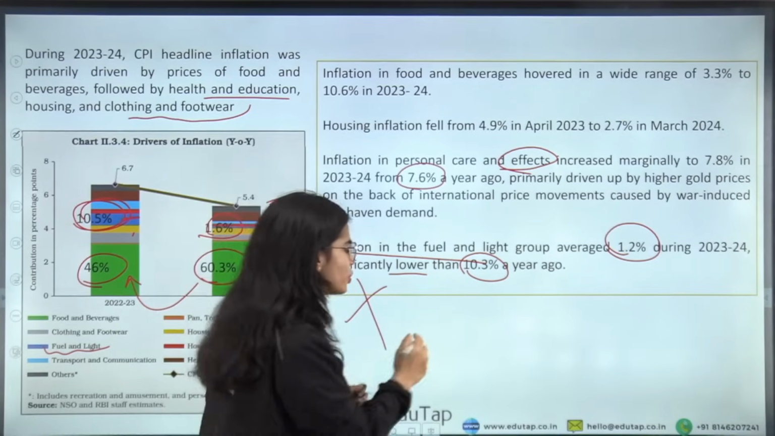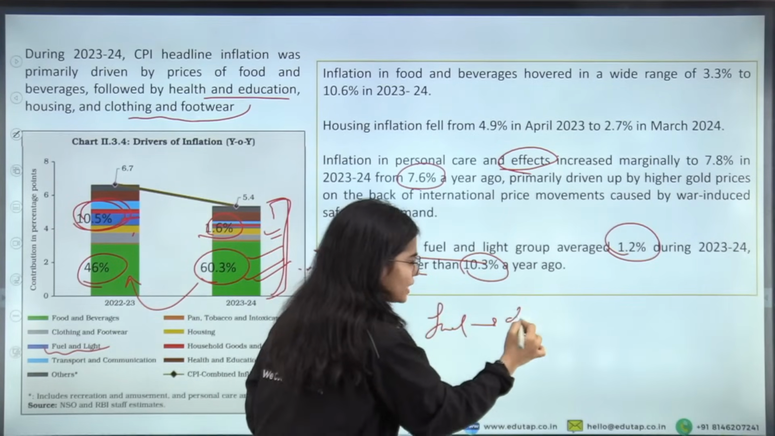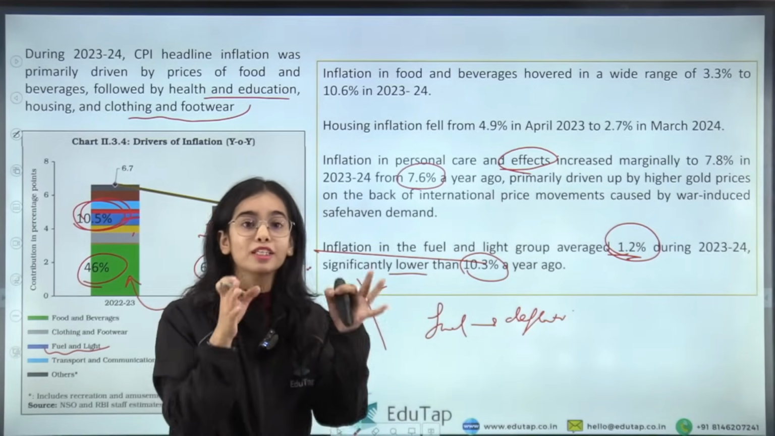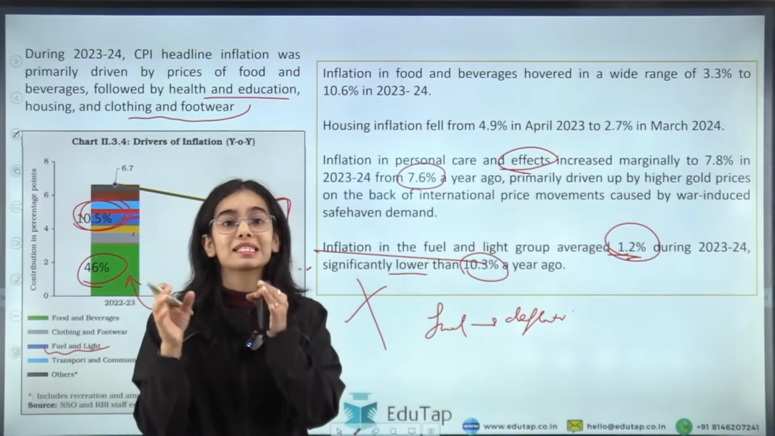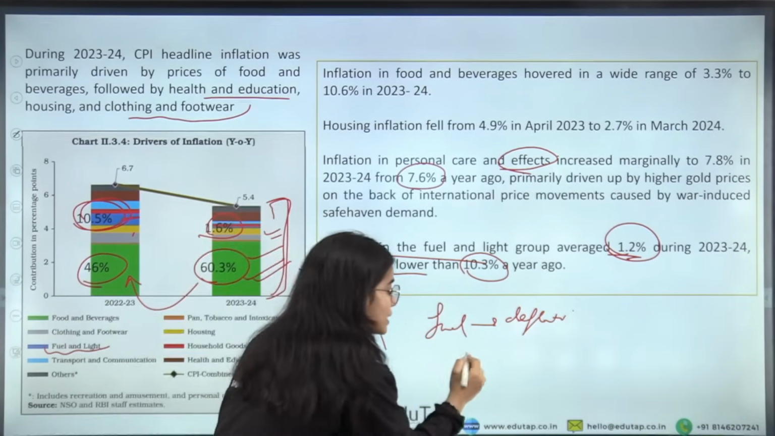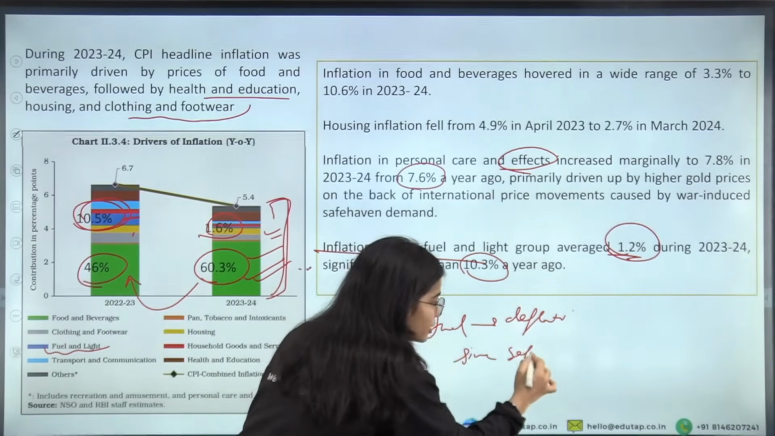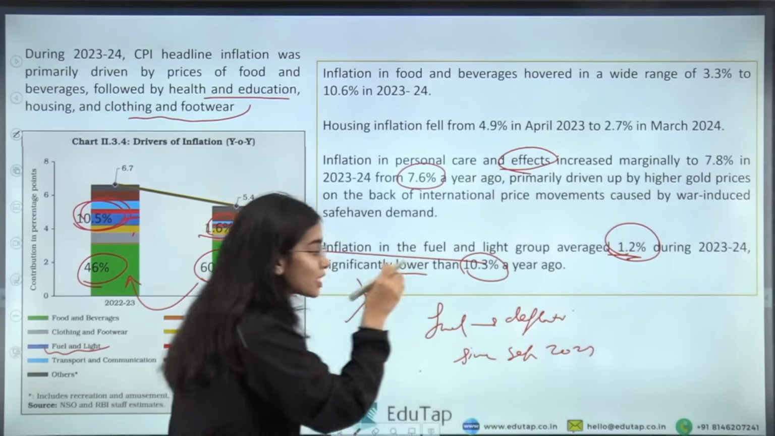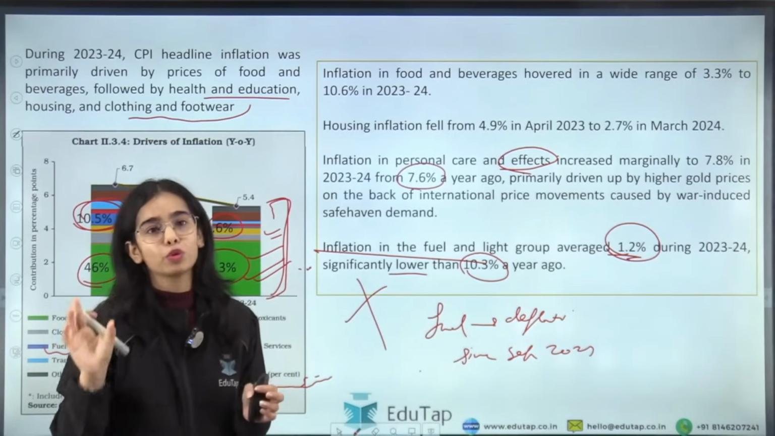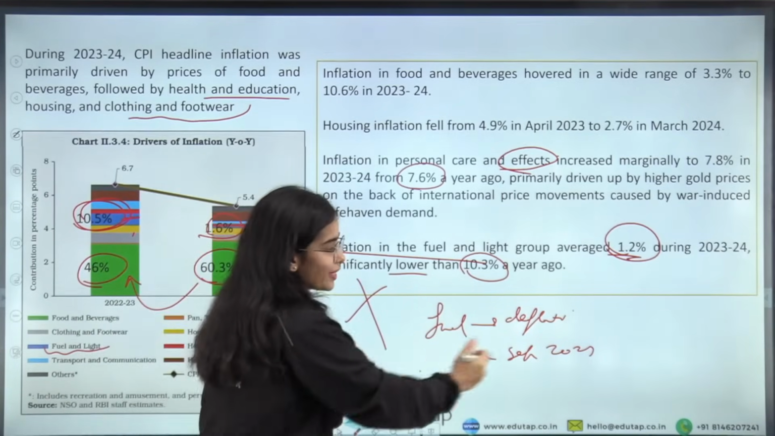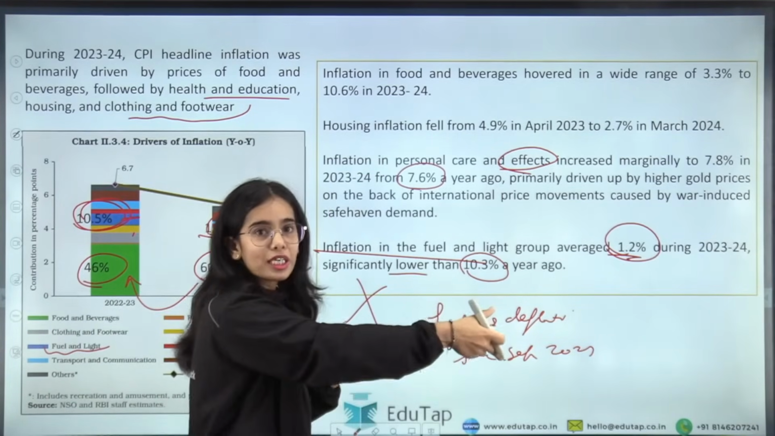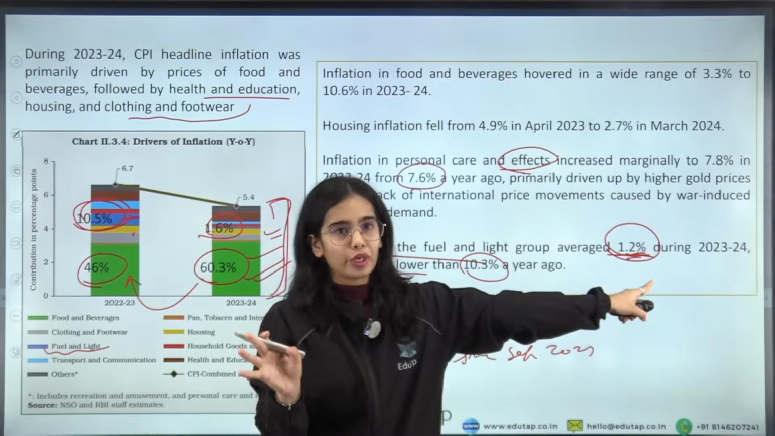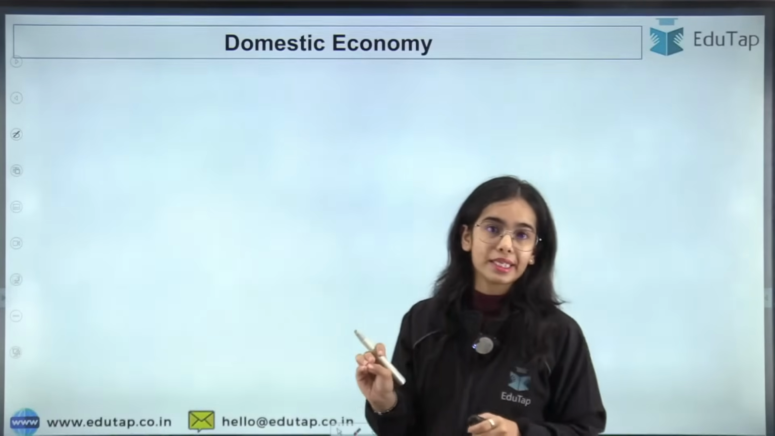Now you will say that the fuel prices are actually having deflation, right? So how is it showing a positive inflation? So remember that the fuel prices were having deflation since September 2023. That means from April 2023 to September 2023, there was actually inflation in the fuel prices. So if you take the average of the full financial year, then you will get this minimal fuel inflation during 2023-24. So I hope till now it is clear.